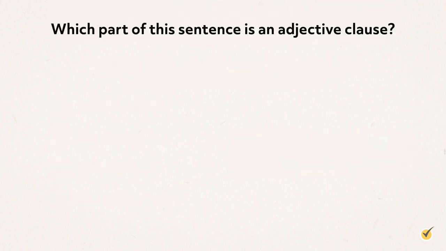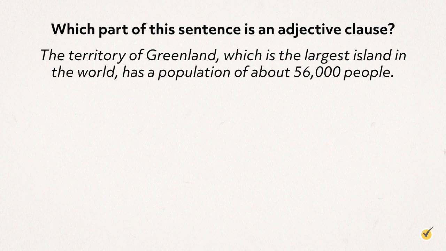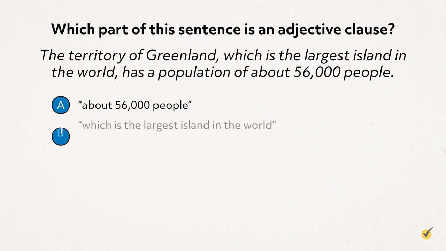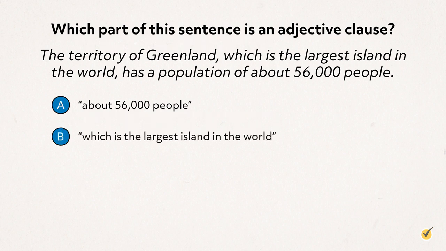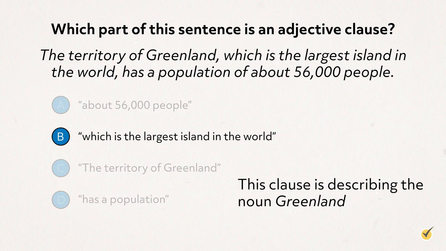Which part of this sentence is an adjective clause? The territory of Greenland, which is the largest island in the world, has a population of about 56,000 people. Is it A, about 56,000 people, B, which is the largest island in the world, C, the territory of Greenland, or D, has a population? The correct answer is B. This clause is describing the noun Greenland.